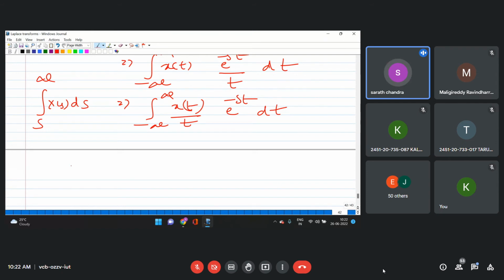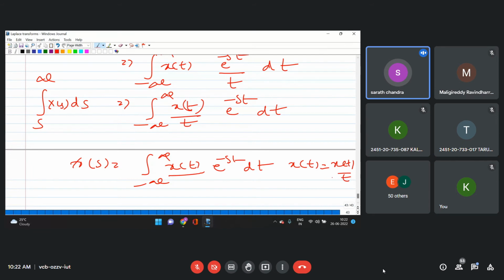What is the formula I have? X of s equals integral from minus infinity to plus infinity x of t e power minus st dt. When is this formula valid? If the input is x of t. Now let me consider the input as x of t by t. Then this term will become x of t by t. Whatever the input x of t is, that should come in that place. The same thing is applicable here.